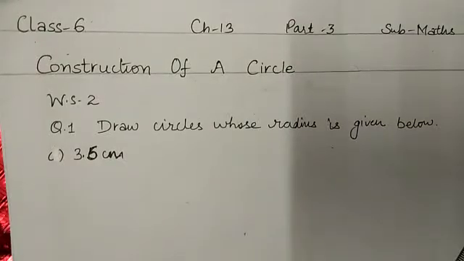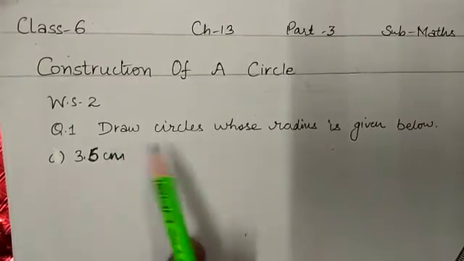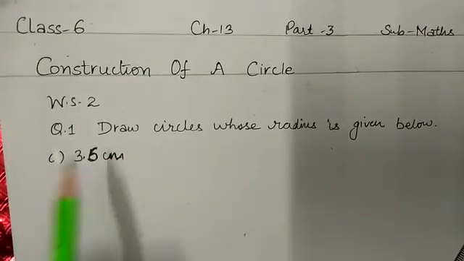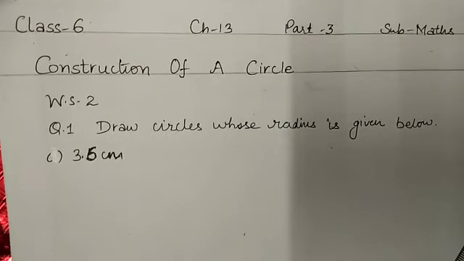Students, today we are going to start our worksheet number 2. Topic is construction of a circle using our compass. First question, draw a circle whose radius is given 3.6 centimeter.